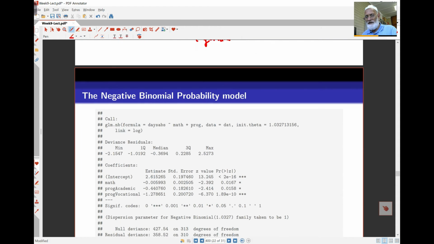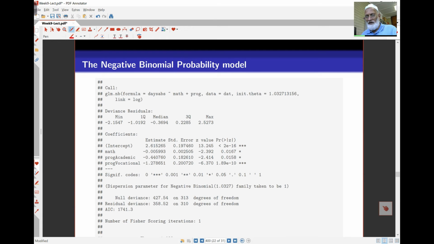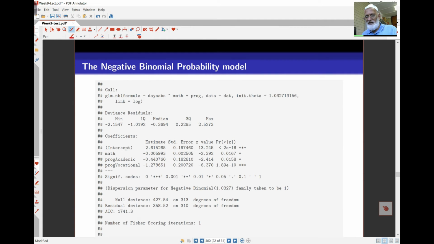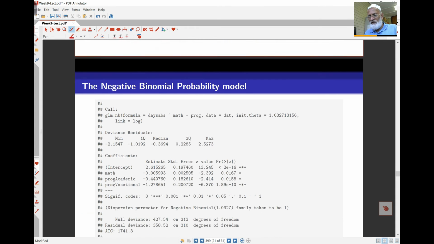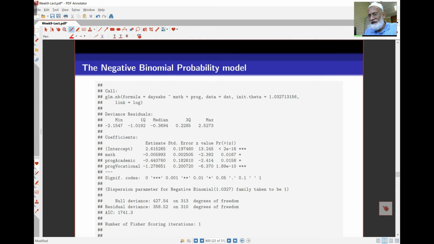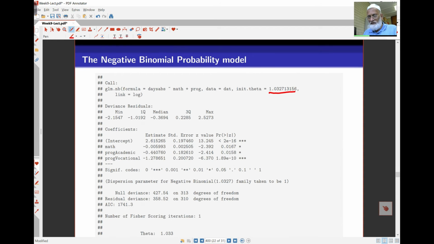And here's the summary. We've got maths and program now. This is the generalized linear model for the negative binomial distribution, or negative binomial model. There's the model here, but you'll find it actually gives the initial theta value. It requires an initial value to start the actual iterations for the calculation of the parameters. So it chooses an initial value of theta based on some calculations it does inside. You can look at the details online if you like.